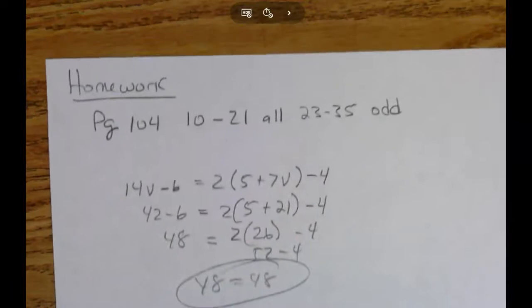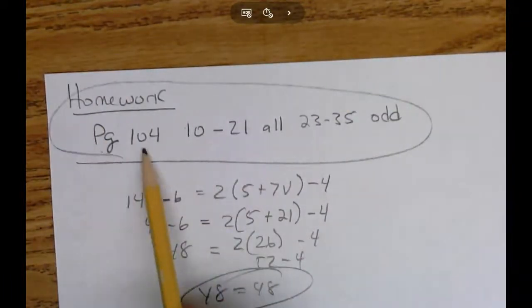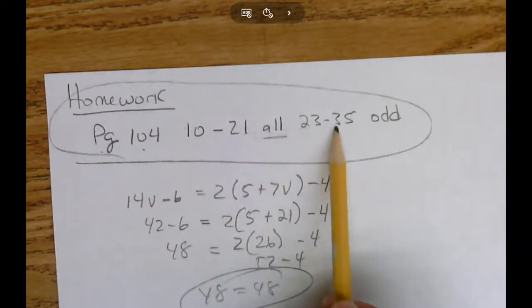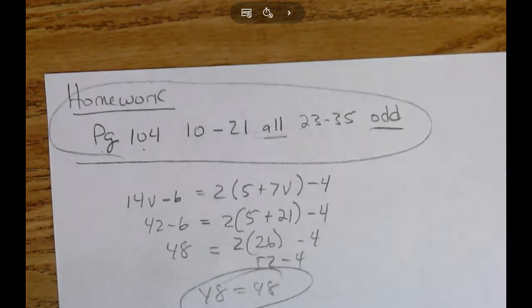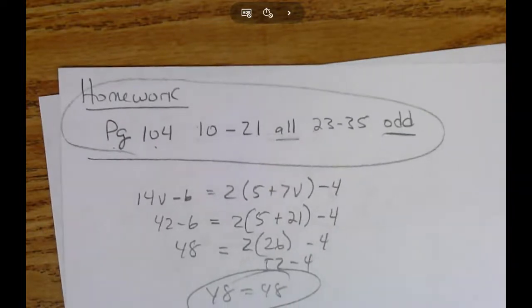Now here's your homework. Make sure you write this down somewhere. This is what you're supposed to do. Page 104, 10 through 21, do them all. And then 23 through 35, do the odds. And let me know if you have any questions in class. Add these to your notebook, and I can help you with any of your homework as you're doing it.